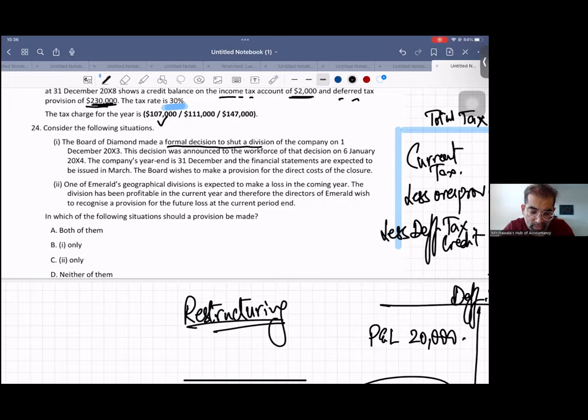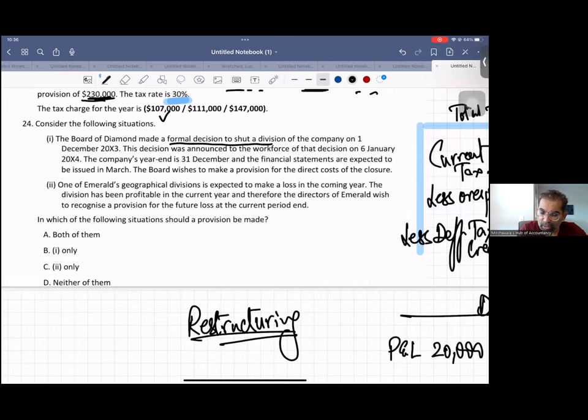So the Board of Diamond made a formal decision to shut a division of the company on 1st December X3. This decision was announced to the workforce on 6th of January 20X4. That means not at the year end. The company's year end is 31st December and the financial statements are expected to be issued in March. The board wishes to make the provision of direct cost of the closure.